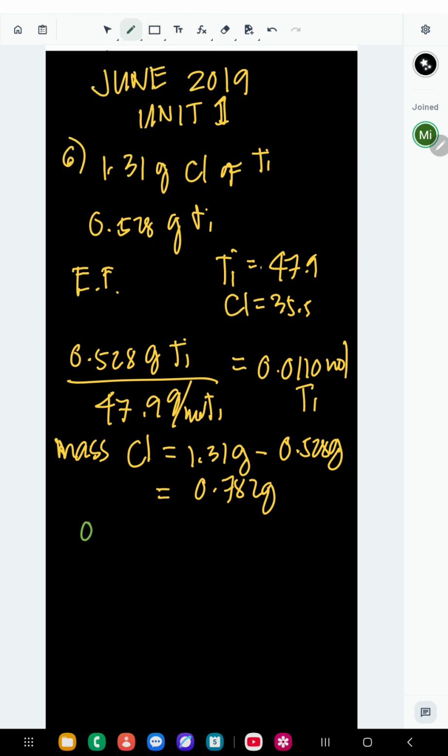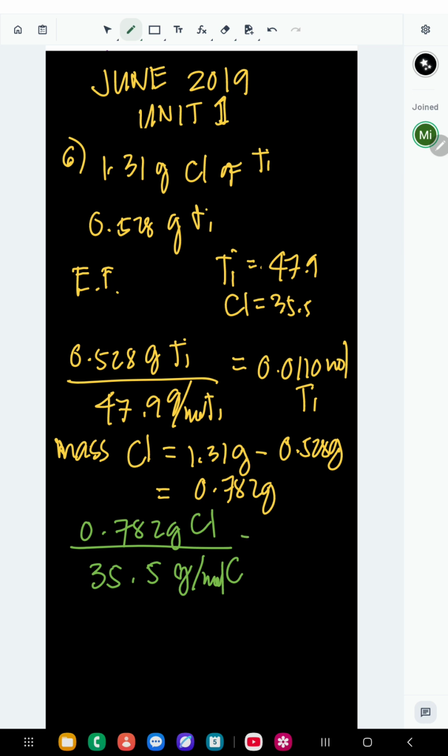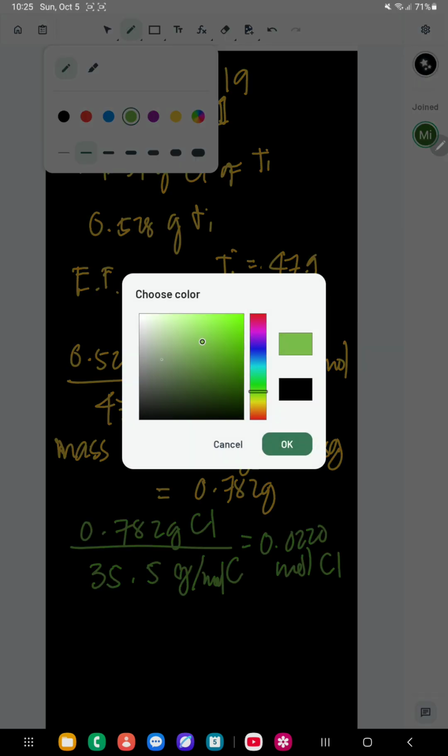So from 0.782 grams of chlorine, divide this by the molar mass, grams per mole of chlorine, we get 0.0220 mole of chlorine. So we now find the simplest ratio.